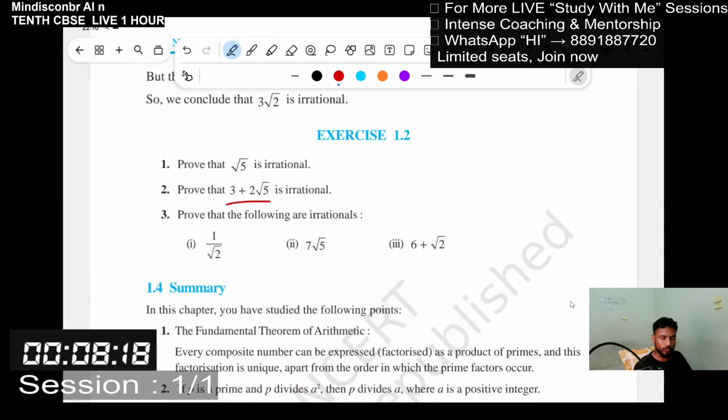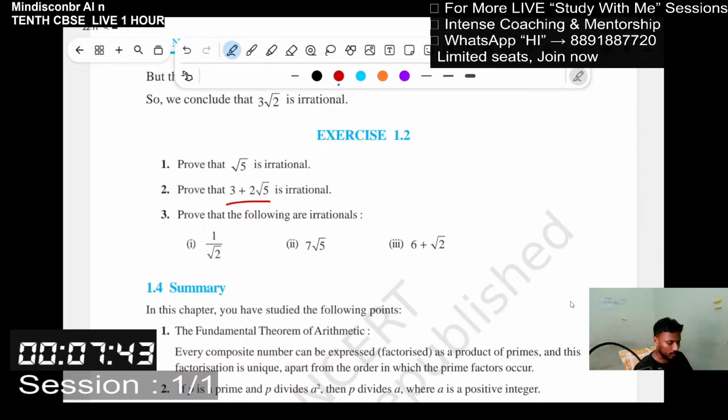So root 5 is irrational. So we only have to prove that 3 plus 2 root 5 is irrational, because in the question it is given that root 5 is irrational. But in a 5-mark question, sometimes it will not be given that root 5 is irrational. So in that question, if it is a single line asking to prove that 3 plus 2 root 5 is irrational, you have to first prove that root 5 is irrational. Then you have to prove that 3 plus 2 root 5 is irrational.